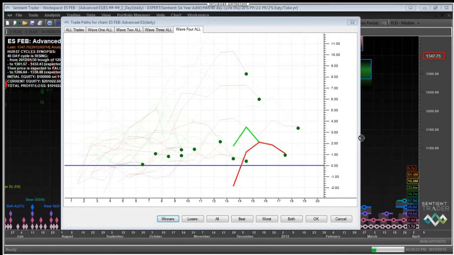Okay, so this particular trade that I have highlighted here, as you can see, was only entered on bar 13, because the path only starts here on bar 13 of the wave, wave 4. Okay, so most people, and this is the 40-day cycle that we're trading, so most people would say that bar 13 is much too late to enter a wave 4 trade, and I must say I'd be inclined to agree.